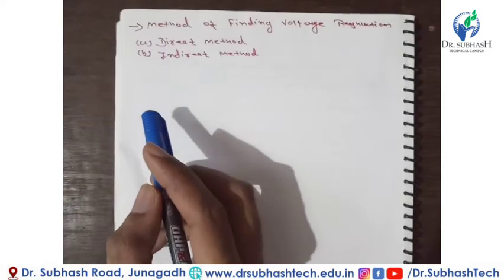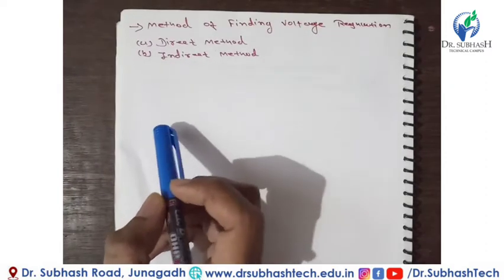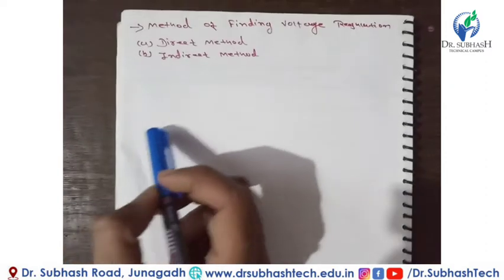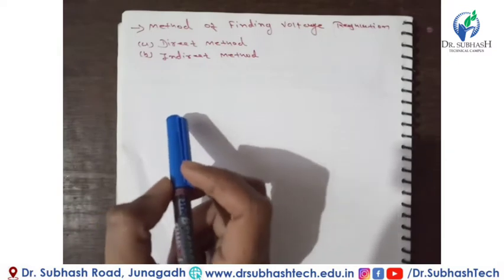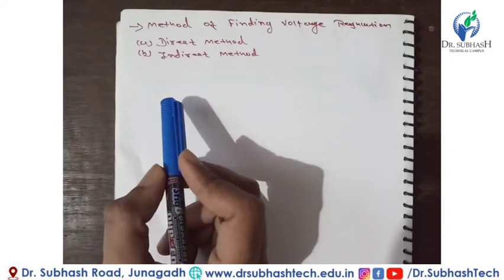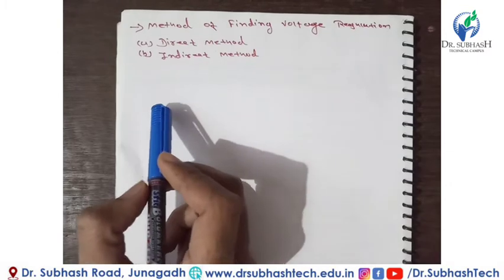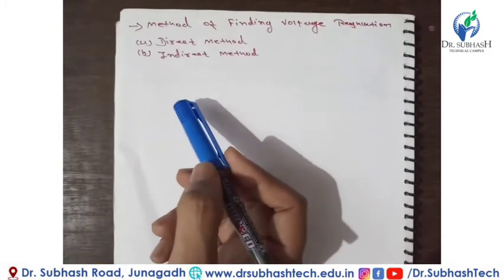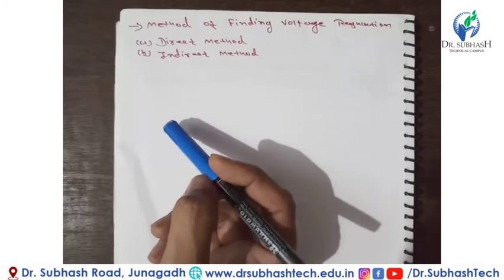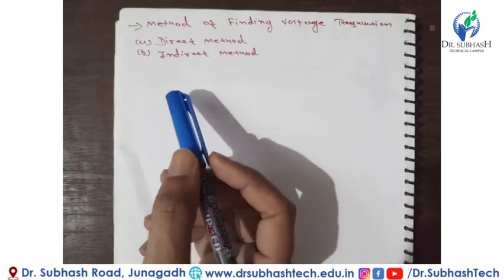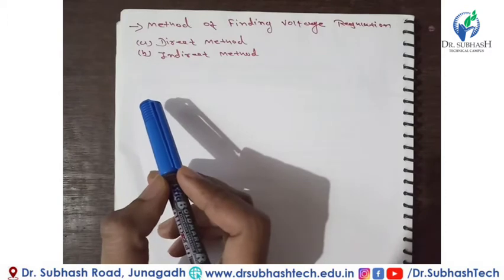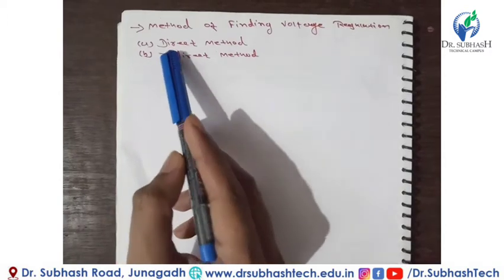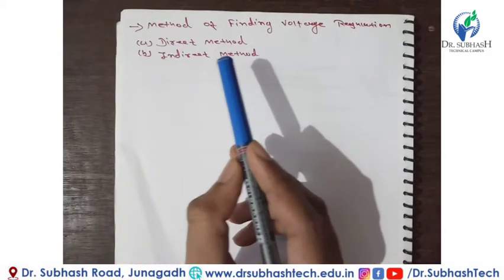Today we discuss the subject of electrical machines. In this subject, the topic is the synchronous machine. In the synchronous machine, we earlier discussed the various parts and various processes of the synchronous machine. In this video lecture, we start with the method of finding voltage regulation.